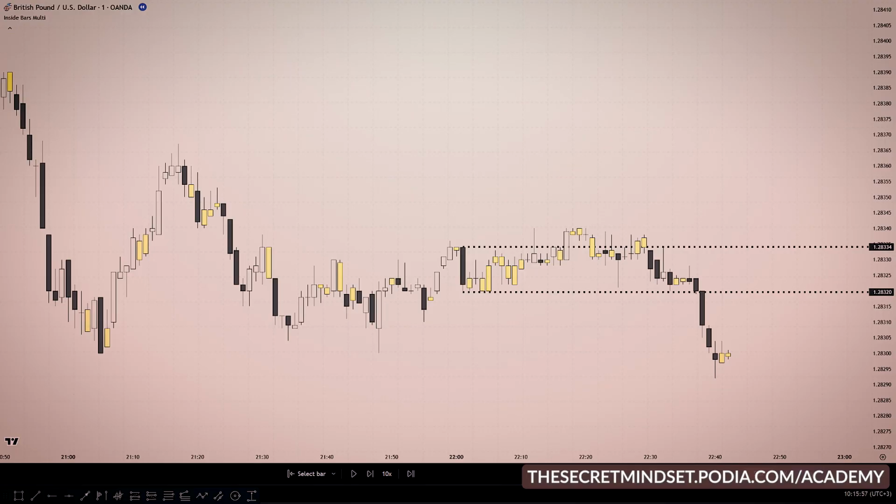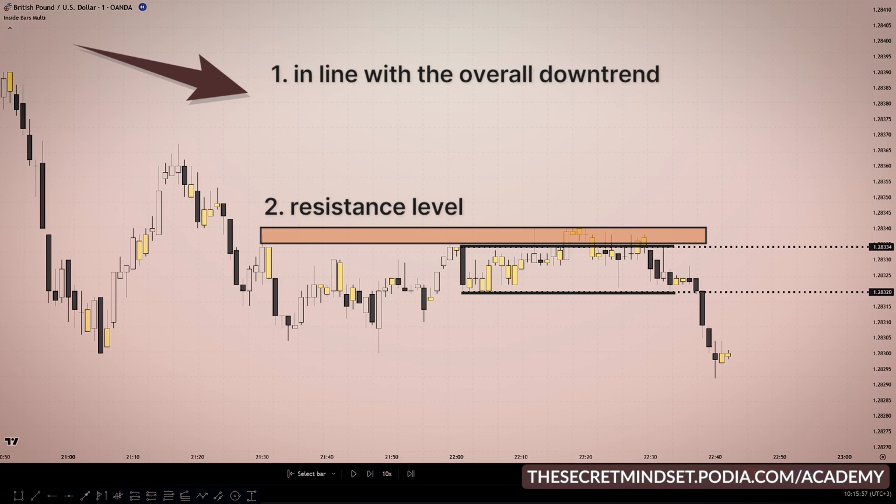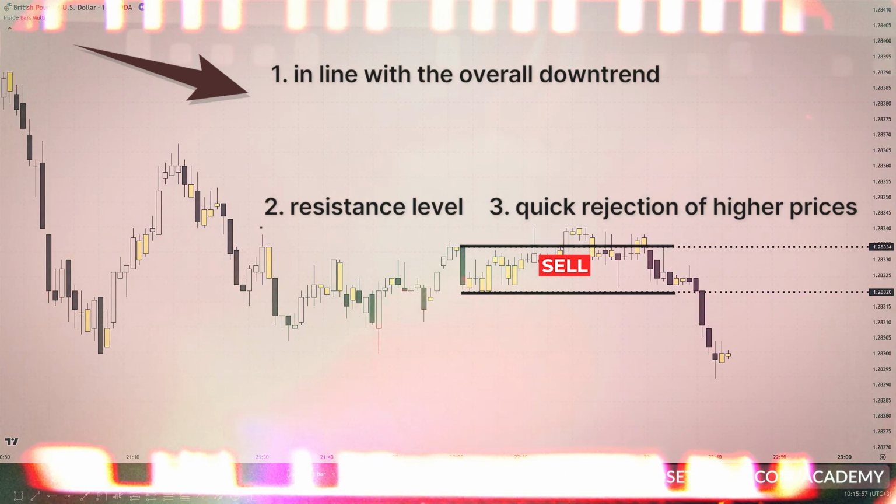Another signal, this short setup is valid because it's strengthened by multiple factors. It's in line with the overall downtrend. It's at a clear resistance level with multiple touches. And the quick rejection of higher prices shows strong selling pressure. For the entry, you could short as the liquidity sweep bar closes. The stop loss could go just above the wick of the previous bar.